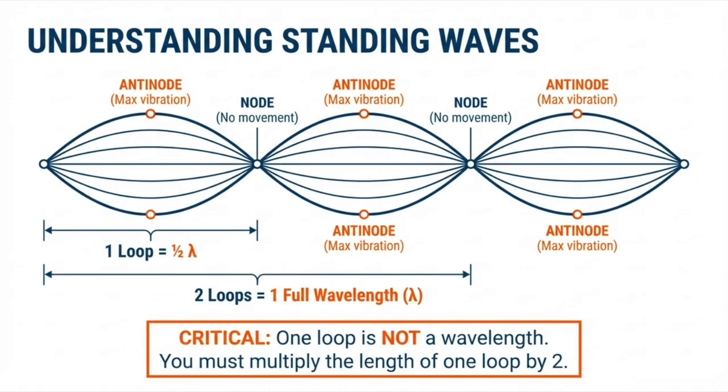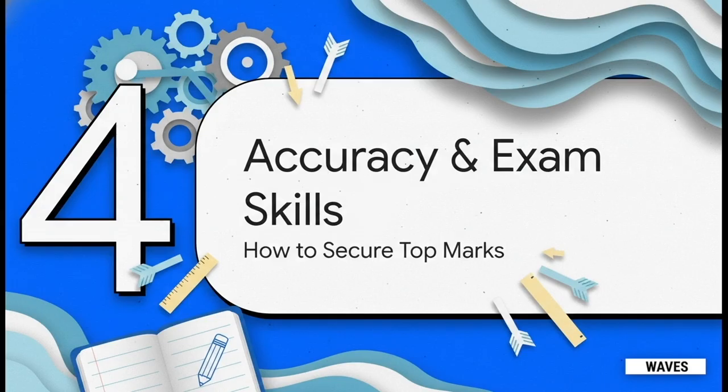Okay, I need you to pay close attention here because this is a classic exam question designed to catch you out. One of those beautiful loops you see on the string, that is not a full wavelength. It's only half a wavelength. It goes from one point of no movement, a node, to the next. So to find the full wavelength, you have to measure the length of one loop and then remember to double it. Don't forget that.